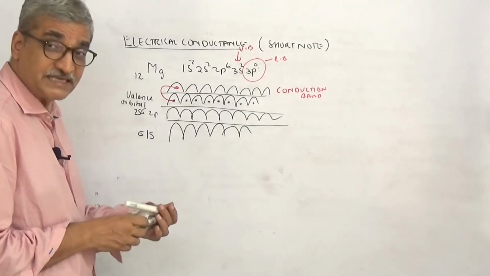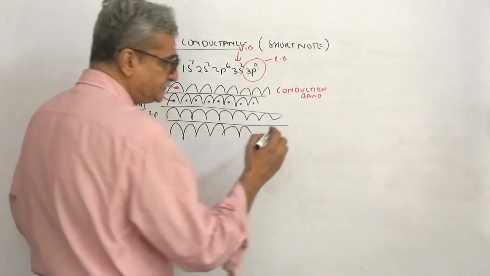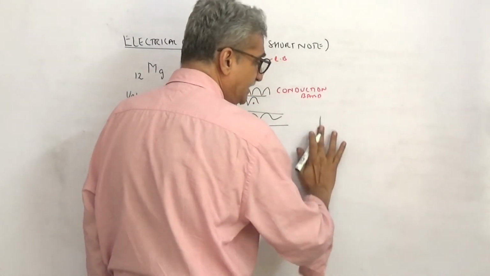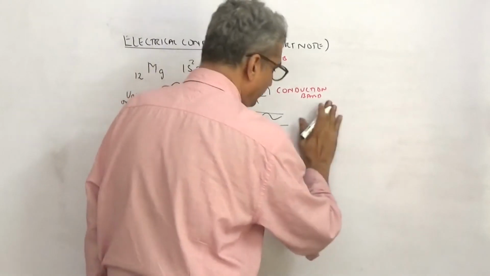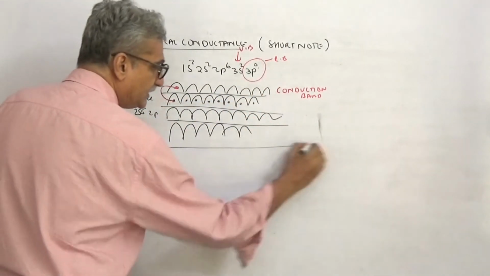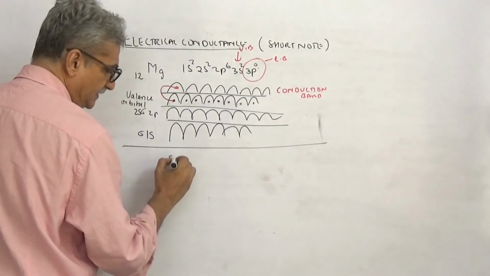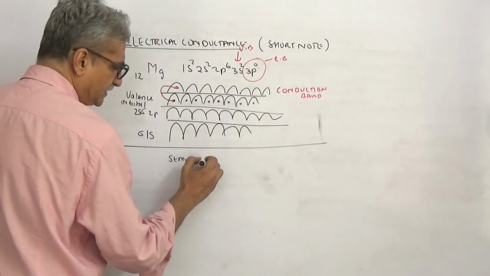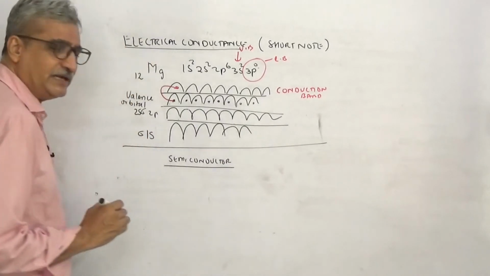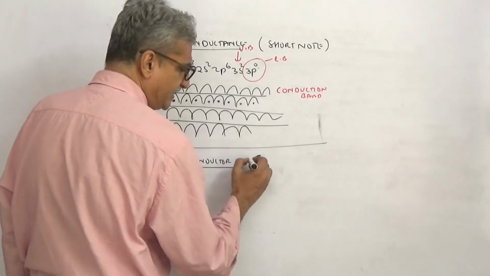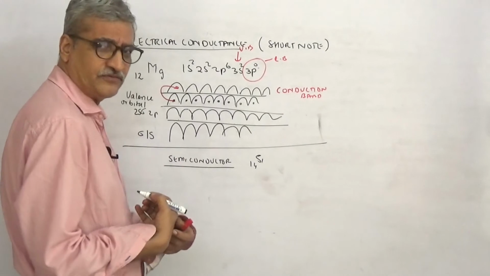Now when we come to semiconductors, what happens? What is the example of a semiconductor? Silicon, atomic number 14. So I am now talking about, let's write here only, because I need that space for something else. We have semiconductors. What is an example of a semiconductor? Silicon, germanium. Silicon, atomic number 14.